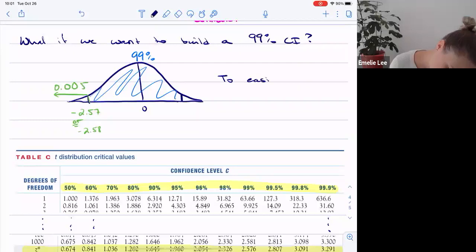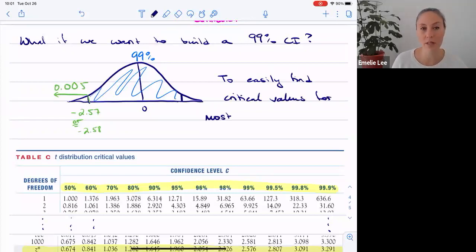To easily find critical values for most confidence intervals, you have the tools for finding it even for a confidence interval that isn't on this page. If I wanted a 97% confidence interval, you know how to do that.